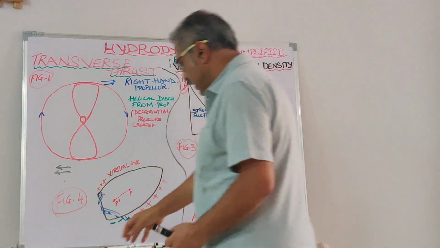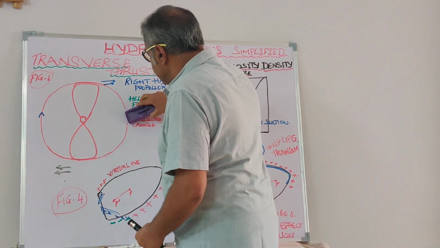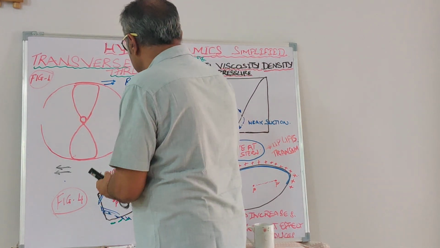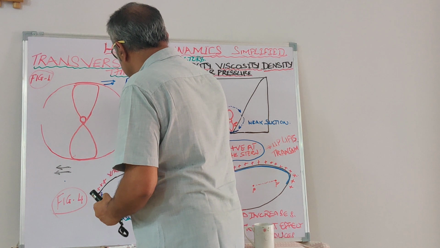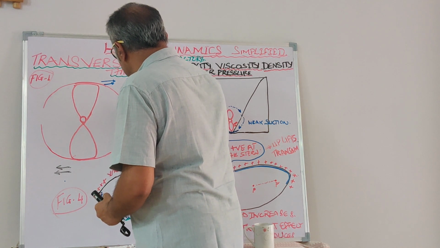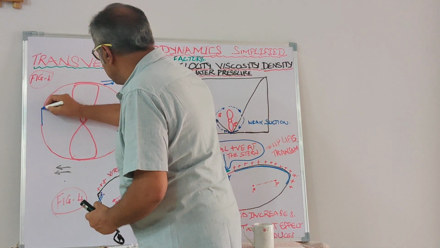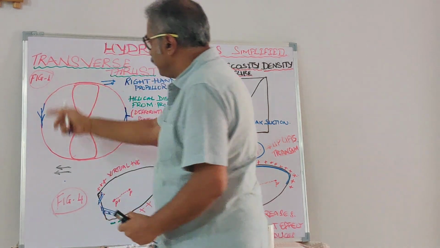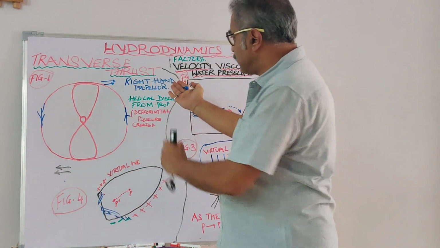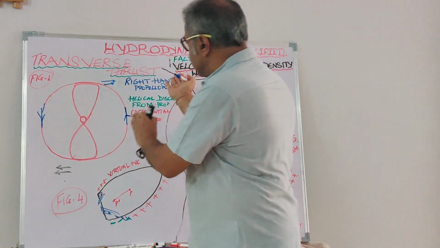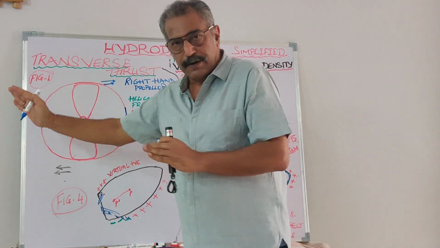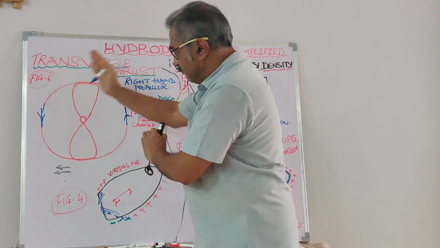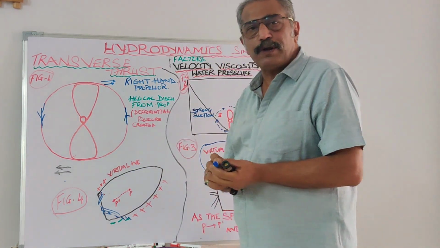In other words, if I change the direction of these arrows, that is when the propeller is moving anti-clockwise, the whole thing is reversed. It's a mirror image of what I've shown here. It's absolutely the mirror image of what I've shown here.